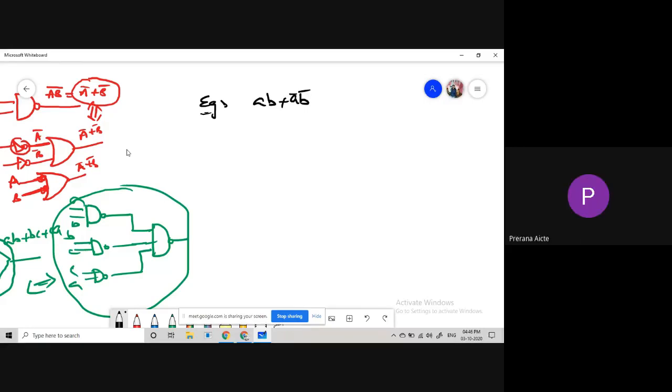What about NAND gates? 3 only, right? Yeah, 3. So according to you, 3. It will be like this: if you are taking AB whole bar, and then A bar B bar whole bar, and again we are taking one more NAND gate like this. So totally 3 NAND gates are required, right?